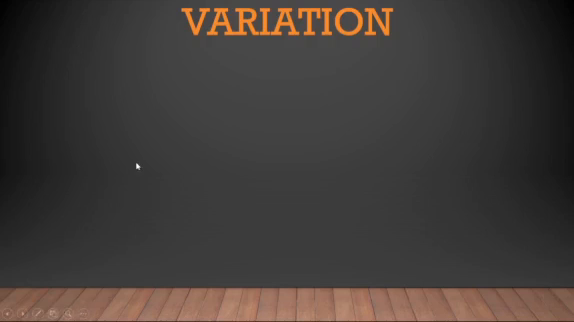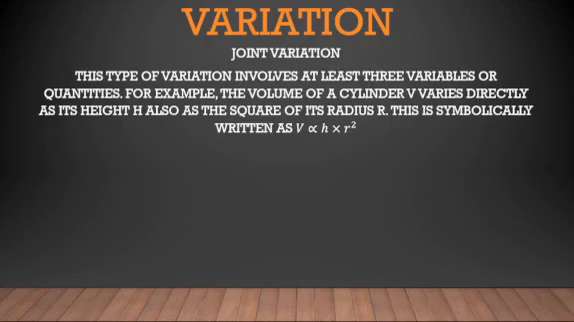Welcome to the class. Like I told you, we are going to be talking about joint variation. Let's get to understand what joint variation is talking about. This type of variation involves at least three variables. You have 1, 2, 3 variables involved in joint variation. If you don't want to call them variables, you can call them quantities.